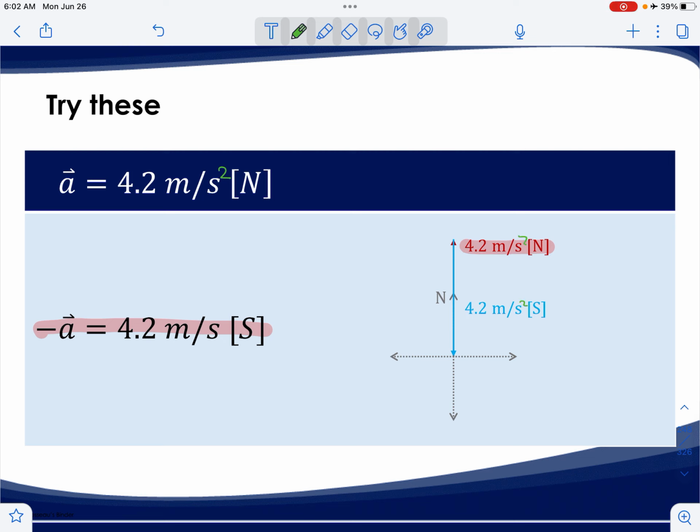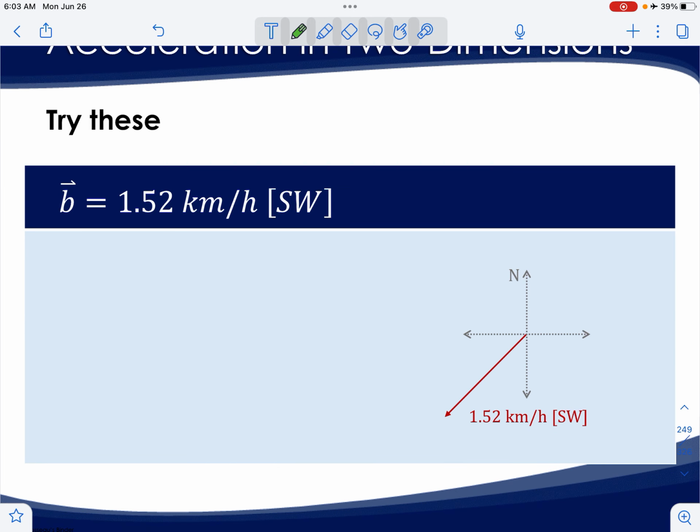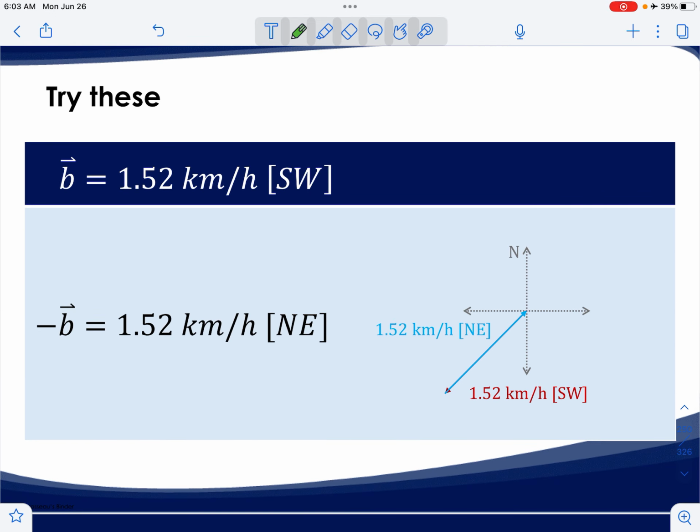So squared. But what this slide is trying to show you is that 4.2 meters per second squared south is the negative of that. Okay, 1.25 kilometers per hour. So this is the velocity. If you wanted to make it an acceleration, the units would have to be hours squared. Okay, so southwest, here we go. And negative B would be 1.52 kilometers per hour northeast. It would be going the opposite direction, right?